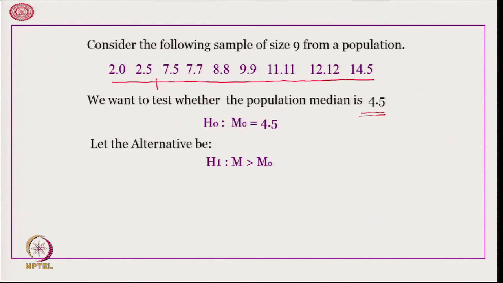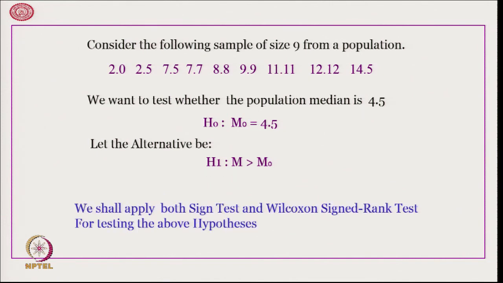Looking at the data, it appears that it should not be at 4.5, rather it should be somewhere bigger than m naught, that is 4.5, maybe somewhere like this. Therefore, quite naturally the alternative is going to be m greater than m naught. So, we shall apply both sign test and Wilcoxon signed rank test for testing the above hypothesis.